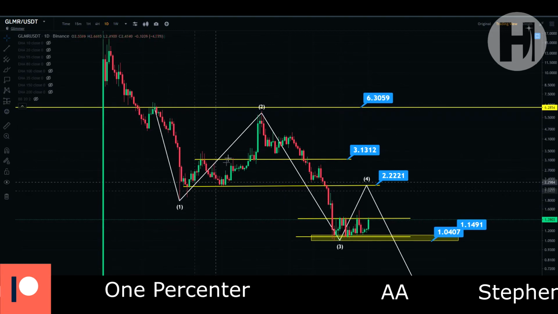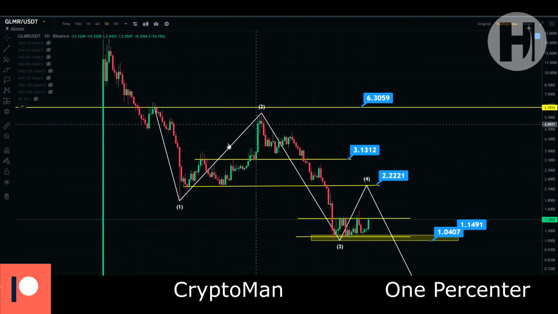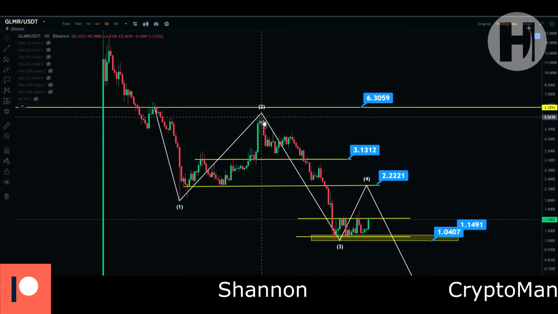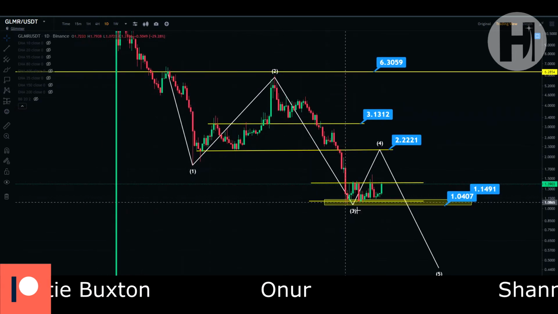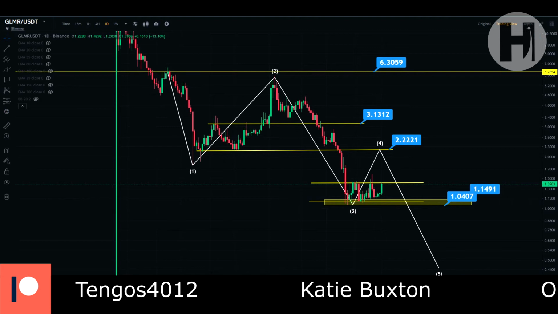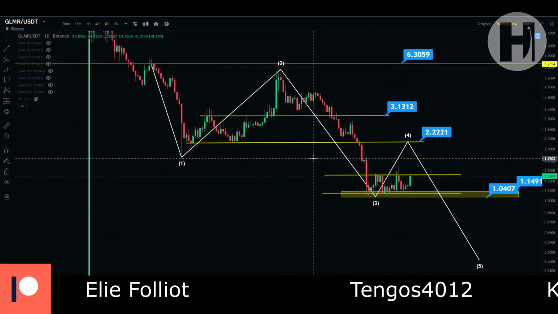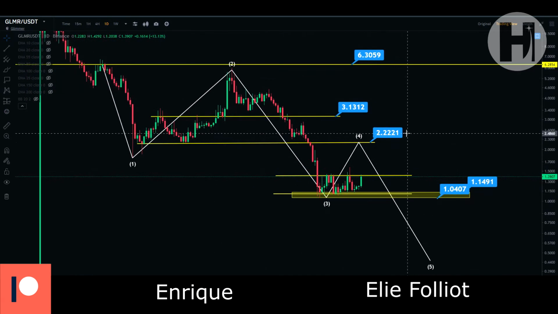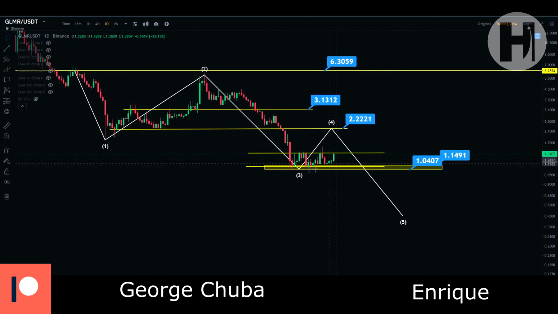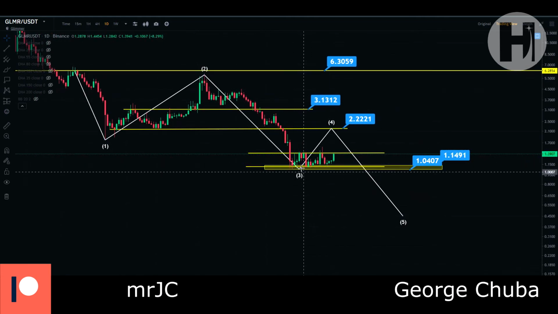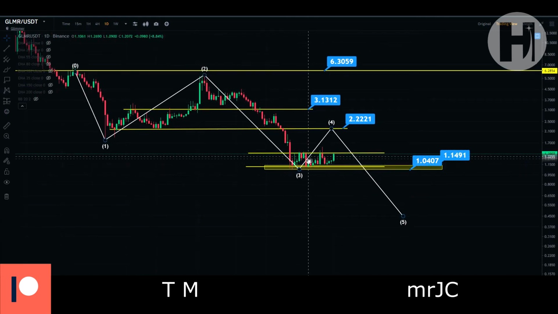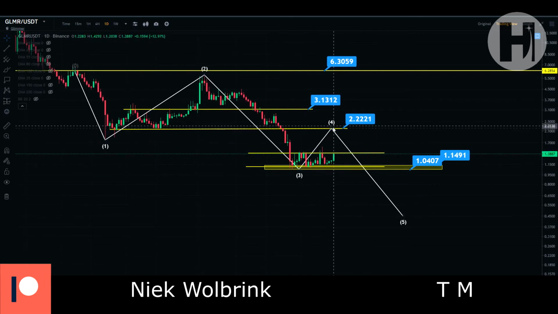Okay, then you have your wave 2 to the upside. Okay, you print a lower high, and then you have your massive wave 3, the monster wave 3. Wave 3 is usually the largest wave out of all the 5 waves. And right now, what I do think we're starting is we have bottomed out on the wave 3, and we're looking for that wave 4 relief rally.